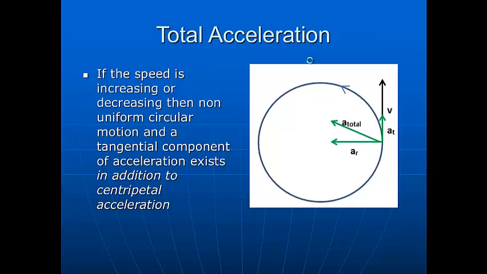The total acceleration. Now this is when you have non-uniform circular motion. If the speed is increasing or decreasing, then you get a tangential component in addition to your centripetal acceleration. So first you have your centripetal acceleration and your tangential, and then you can use vectors to find out what is the total acceleration.